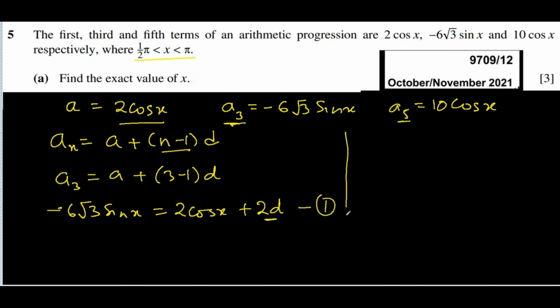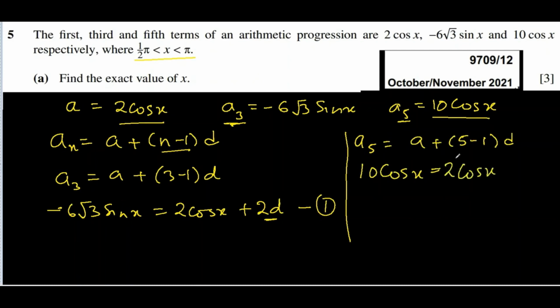Let's move on to the other one. a5 will be a plus 5 minus 1 d, so 10 cos x, which is a5, equals 2 cos x, that's a here, plus 4d. This is equation number 2. Since they are asking for x, not for d, we'll ignore d. What can we do? We can multiply equation 1 by 2 so that this 2d becomes 4d.